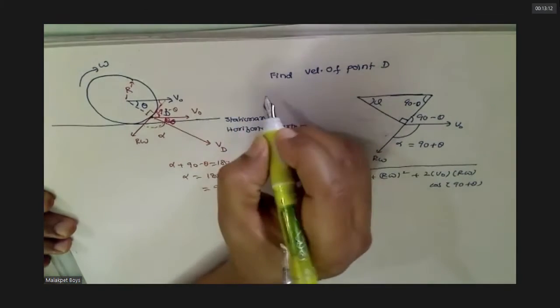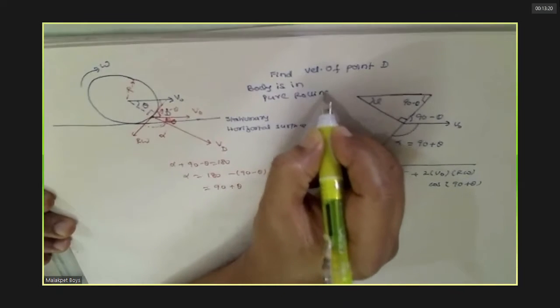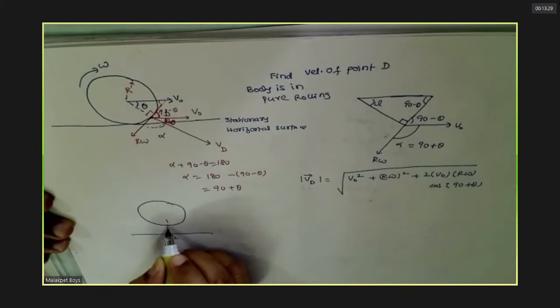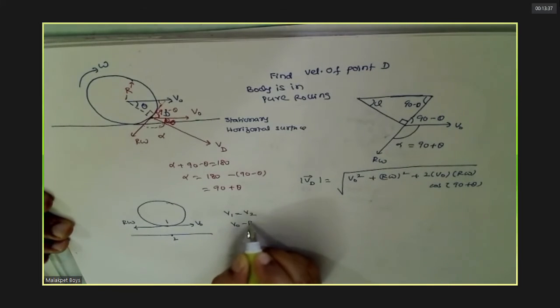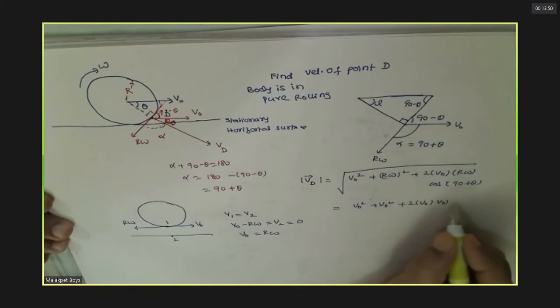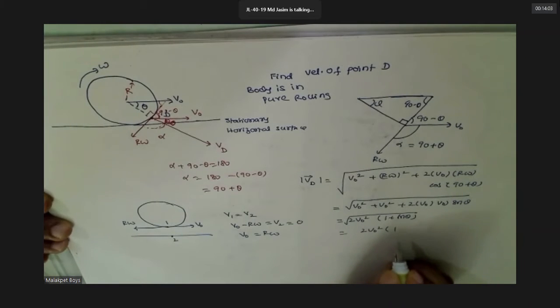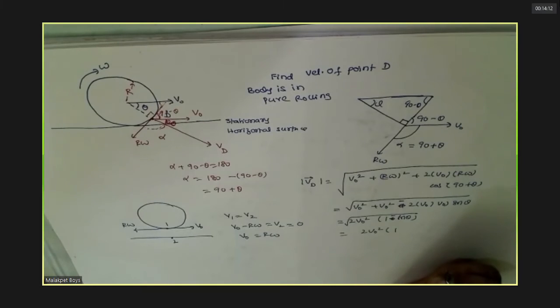Also, this body is in pure rolling. Pure rolling means the condition is, see, these are the 2 points. This is point 1, this is point 2. Yesterday you have seen this is V naught, and this is R omega. For pure rolling, the condition is this one. V2 is anyhow 0. So what is V naught? R omega. So V naught square plus V naught square plus 2 V naught V naught into sin beta, minus sin beta, that is 90 plus beta. So this is 2 V naught square. Do you agree with this? Agree, sir.